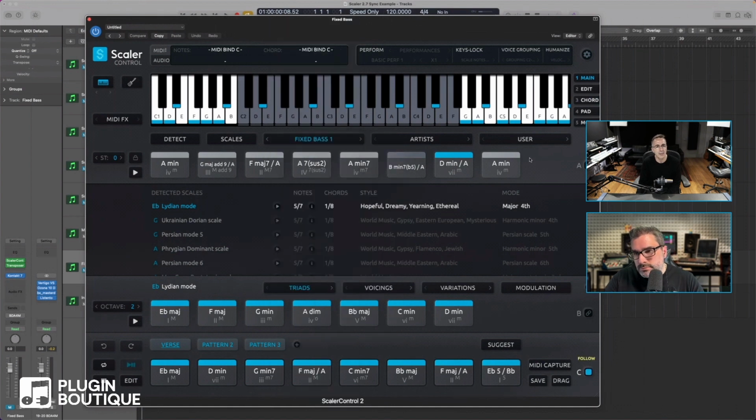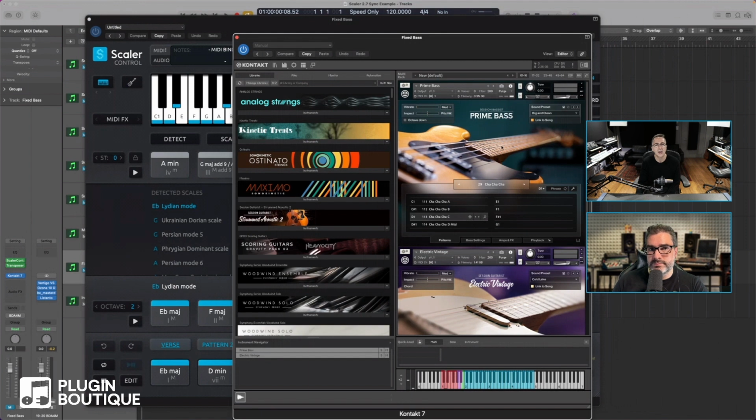chord progressions. And what happens is if I just hover over, can you see that the A gets highlighted there? No matter where I go, the chords keep changing, but the bottom root note stays the same. To demonstrate that well, I've created a contact patch, and I have added prime bass, which is a bass instrument, and I've added electric vintage.